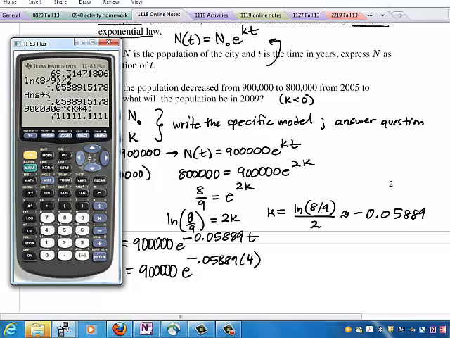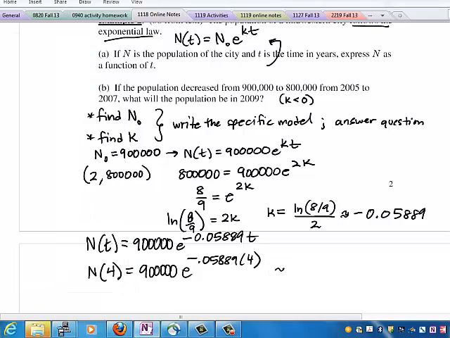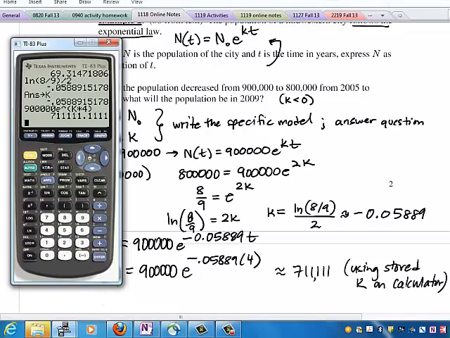So it looks like about 711,111. So this was using the stored k on the calculator. If we round that number, we'll come up with something slightly different.